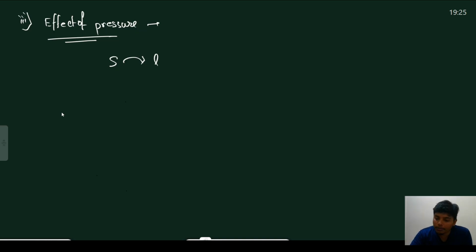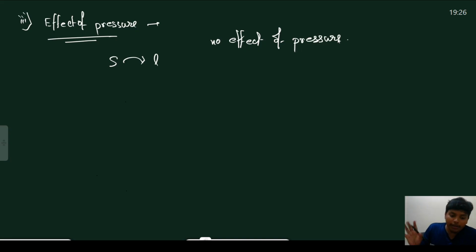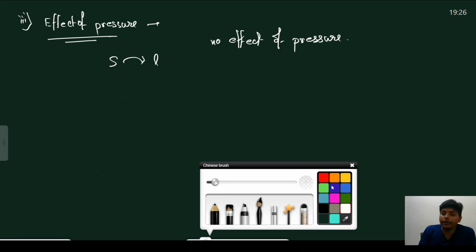Of the three states of matter, solid, liquid, and gas, only gas is compressible. Solid and liquid cannot be compressed. So when you mix solid and liquid, there is no effect of pressure. Remember this. So for solid in liquid solution, there is no effect of pressure on their solubility. Clear? Okay, so this is all about solid in liquid.